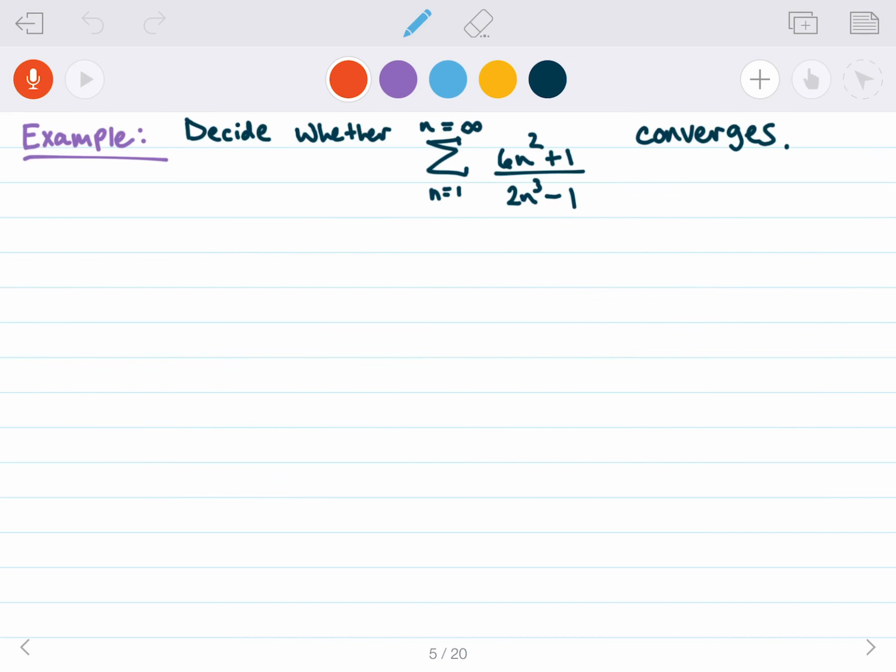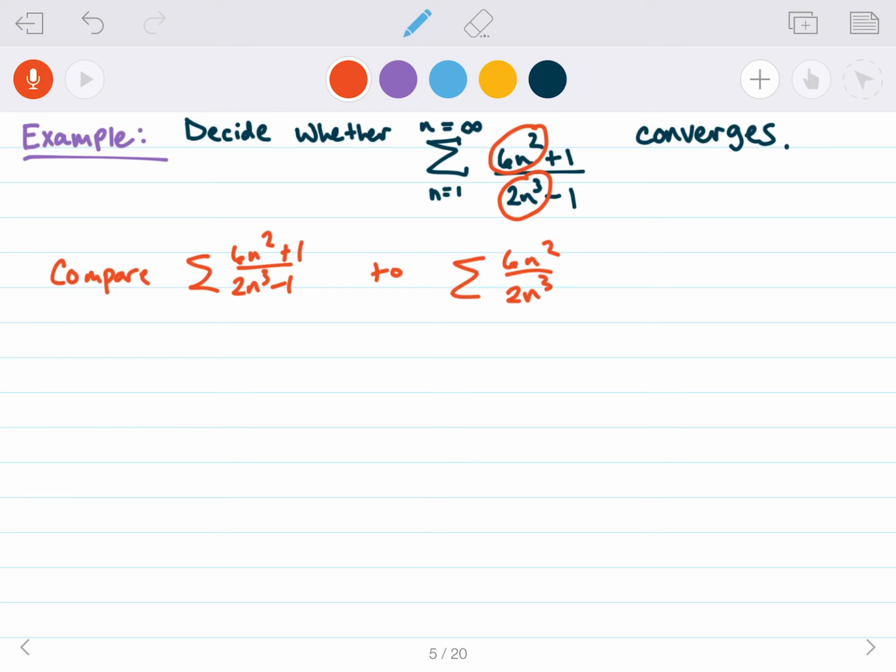All right, let's do some more comparing here. So the first thing you want to do is, what can I compare this to? Like, that's what you want to do. And so remember, we just take the highest power term on top and bottom. So we want to compare the original sum that we're given to 6n squared over 2n to the 3, which reduces down to 3 over, well, 3 times 1 over n, which is just 3 over n. Okay?